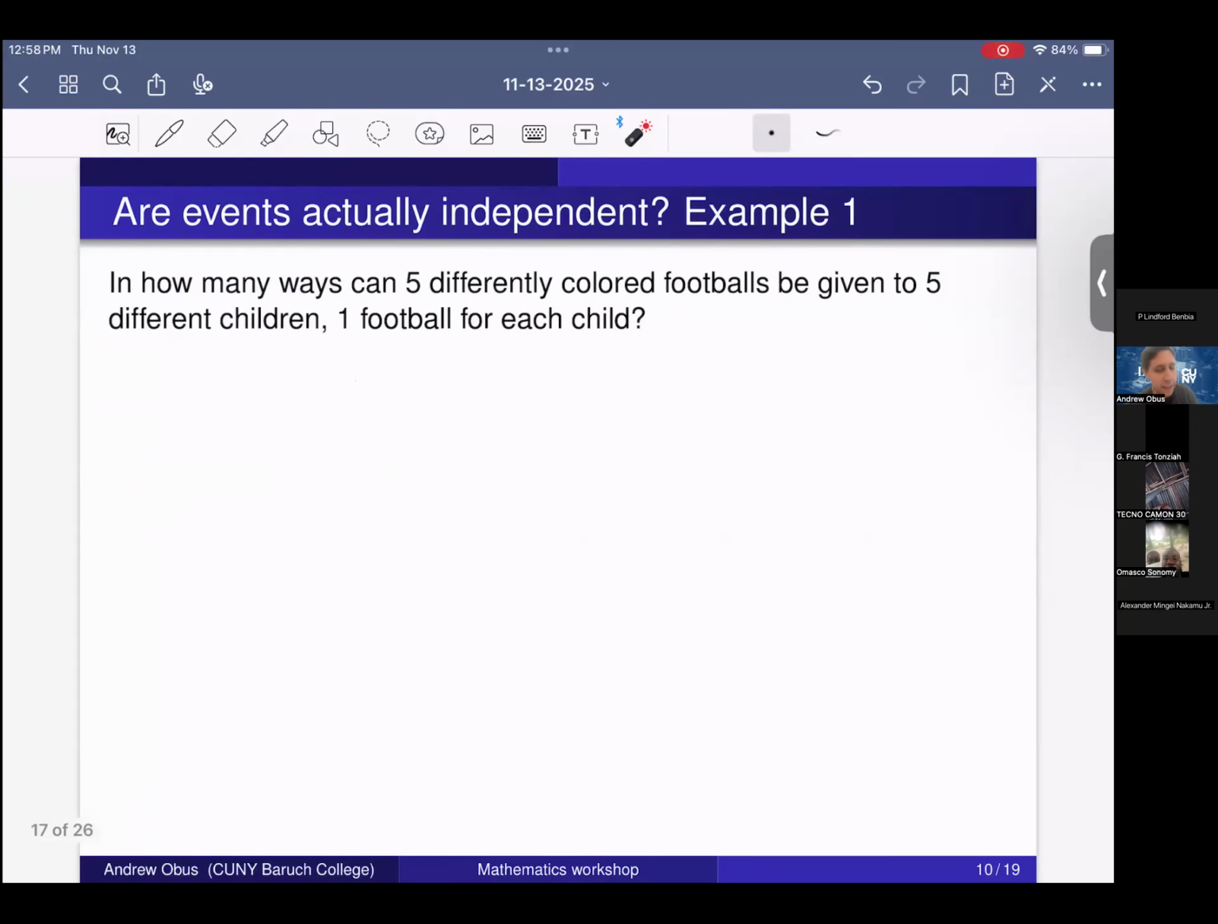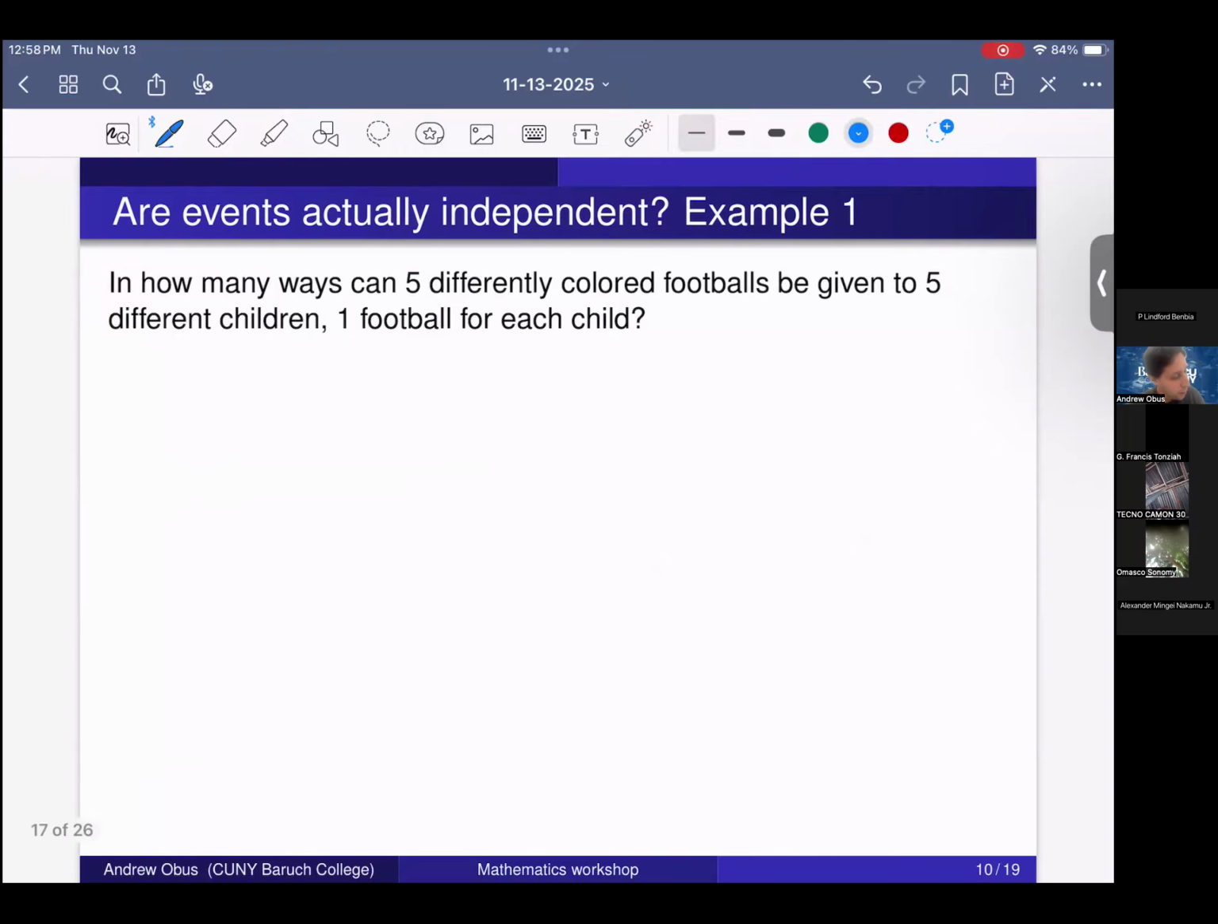Okay, so what's the most basic example? A lot of the challenge in combinatorics is you're trying to count something and you want to know, are the different events or the different choices that you're making actually independent or not? And if they are, then you can solve it using this multiplicative principle, that you multiply all of the possibilities. Okay, so example one, basic example. In how many ways can five differently colored footballs be given to five different children, one football for each child?